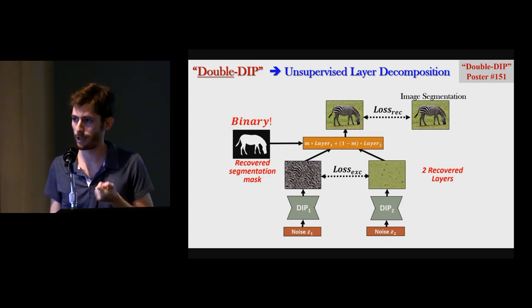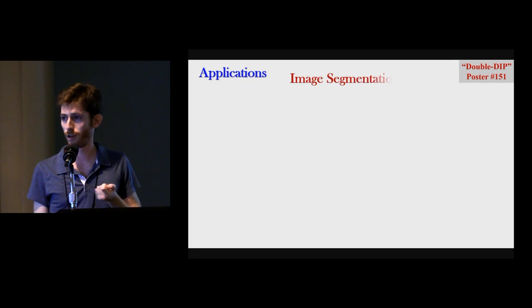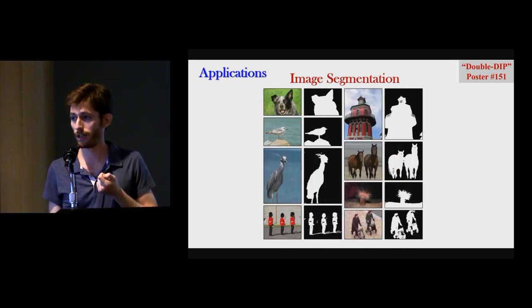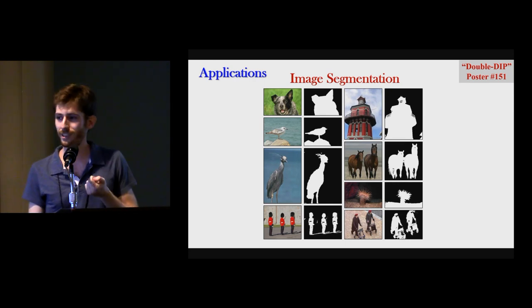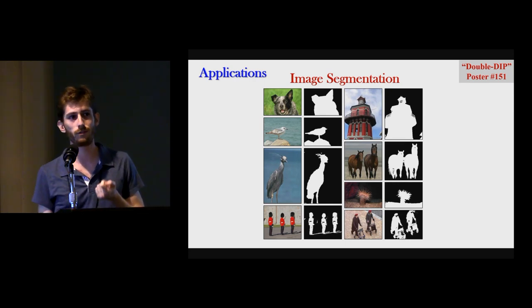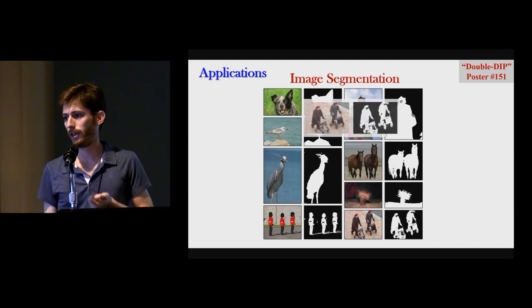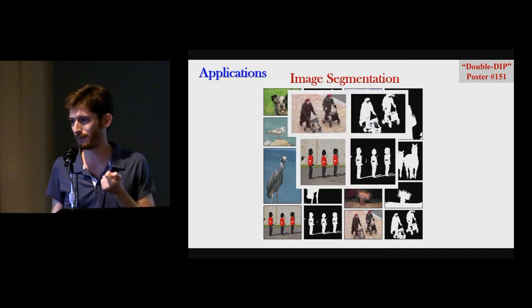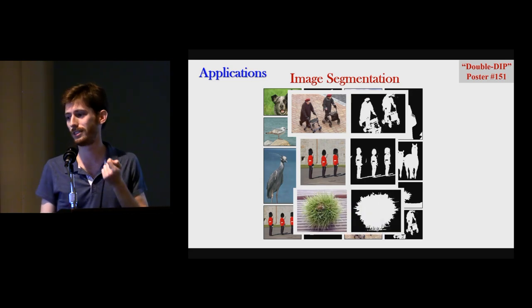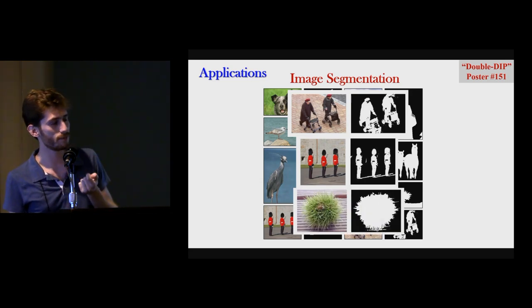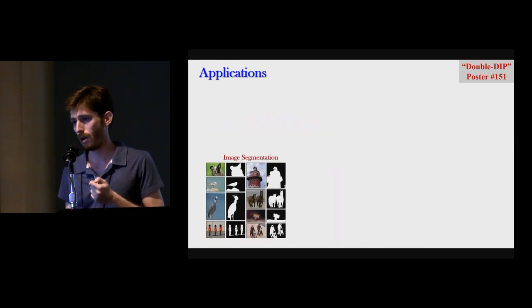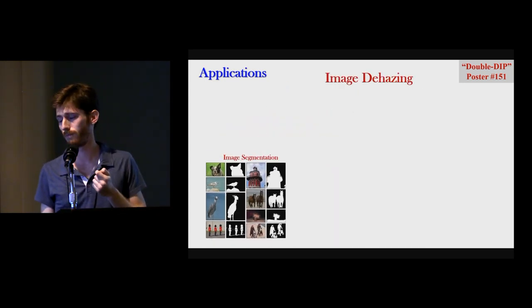So let's see some results. Apparently, Double DIP is good for a variety of applications. For example, image segmentation. Here are the input images, and here are the segmentation masks. Although it's not a semantic segmentation, it does things that are far from being trivial. It groups the two ladies with their cards in a single layer. It segments the three soldiers, it separates the two textures, and it happens because this is the easiest decomposition into two layers of patches. We applied it also for image dehazing.